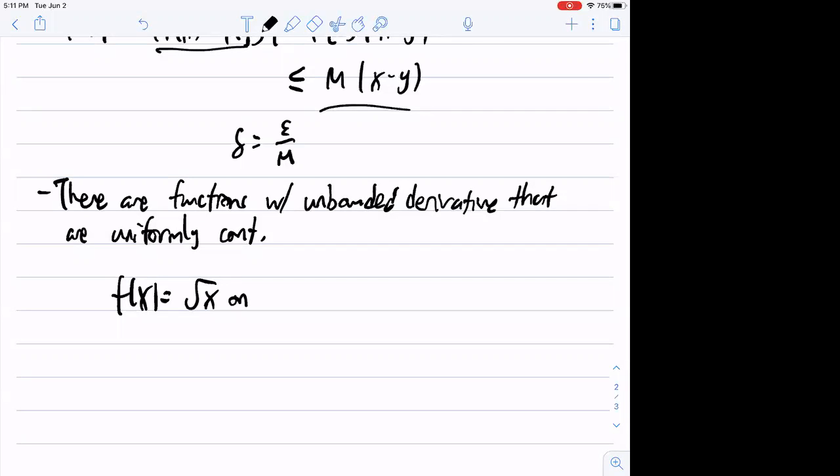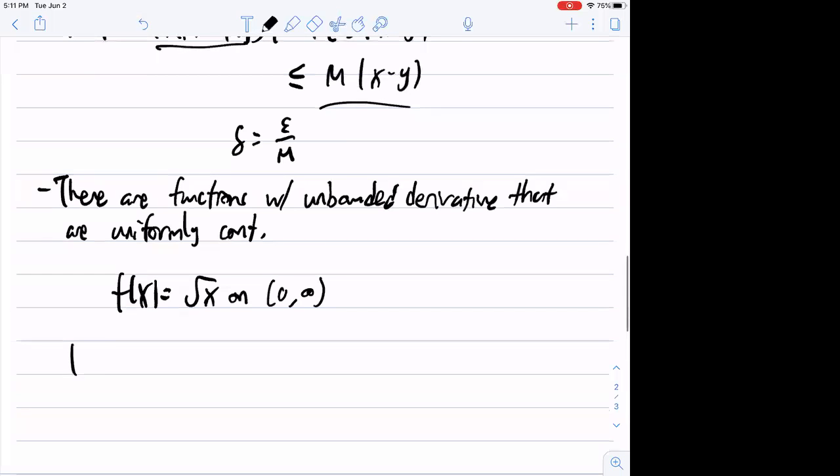On, I don't know, I mean, on 0, you can even make it 0 to infinity, right? So the reason, I mean, you can take the derivative, right? You know what it is, power rule, and you're going to see it blows up as you go close to 0, right? Because it's 1 over 2 root x. But this function is actually uniformly continuous. So why? It's basically from this, right?